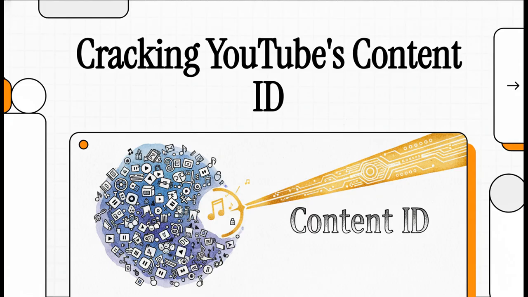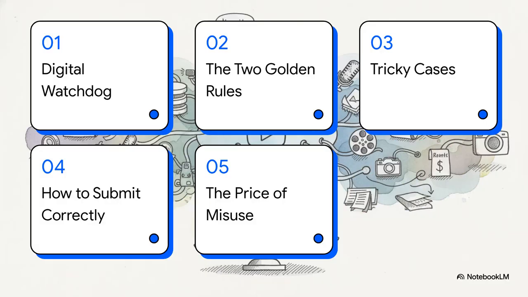And in this explainer, we're going to crack it wide open so you understand exactly how it works and, more importantly, how to use it the right way. Here's the game plan. First, we'll look at what this digital watchdog actually is. Then, we'll get into the 2 absolute golden rules your content has to follow. After that, we'll dive into the tricky cases in all those gray areas, show you how to submit your stuff correctly, and finally, we'll cover the pretty steep price you pay for misusing the system.